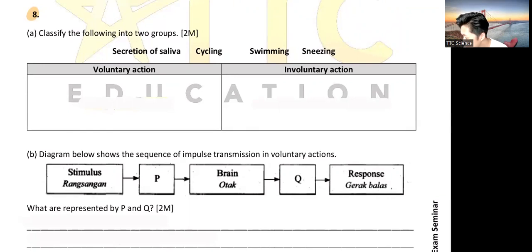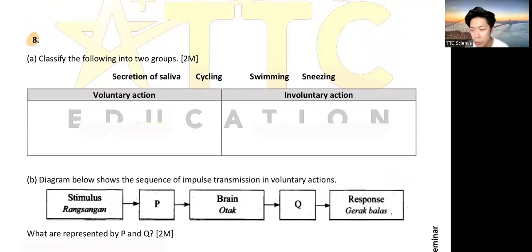Okay, good, everybody. Okay, so have your short notes on the left and exercise on the right, or up and down, so we could refer straight away.